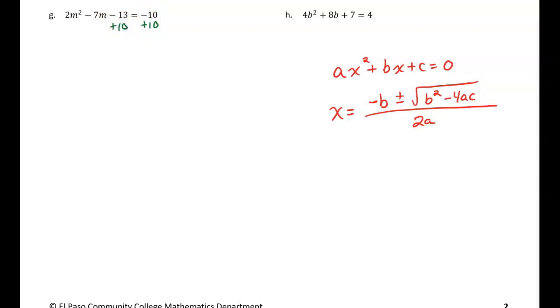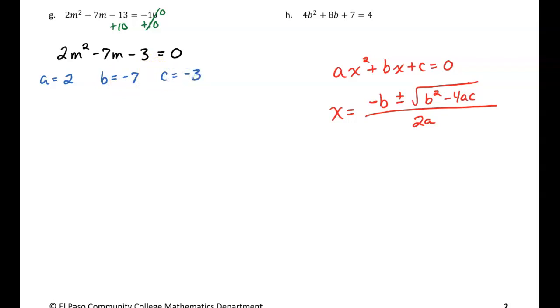So moving the 10 over is going to create the 0 that we need, leaving us with 2m squared minus 7m minus 3 is equal to 0. And then we go along with our formula. So our a value, what's in front of the squared part, that's a 2. Our b value is negative 7, and our c value is negative 3.